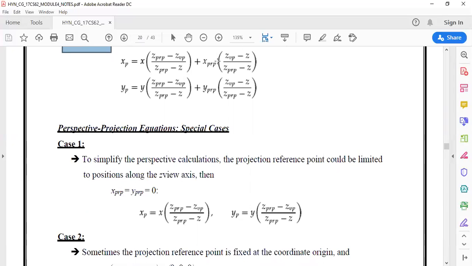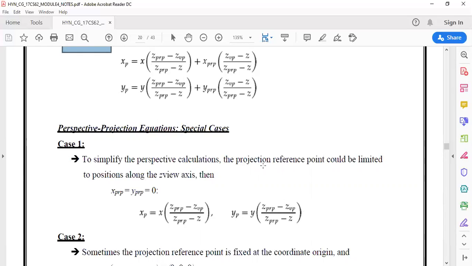So substitute xprp as 0, and this entire part of the equation gets cancelled. I get only x into zprp minus zvp divided by zprp minus z. For yp, yprp is 0, so 0 into this will be 0, and I get yp equal to y into zprp minus zvp divided by zprp minus z. This is the first case of the perspective projection equations.